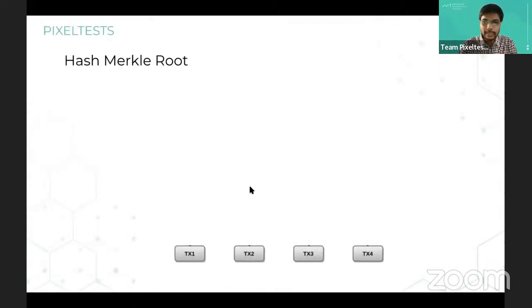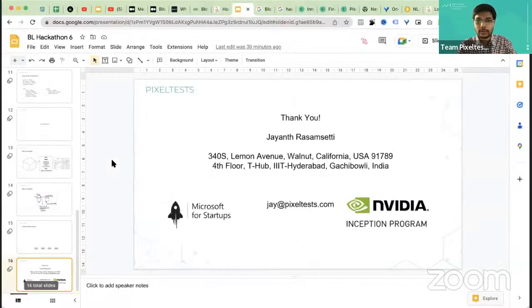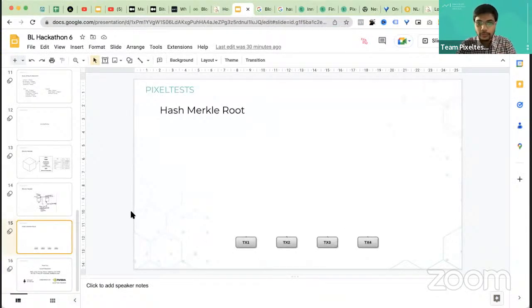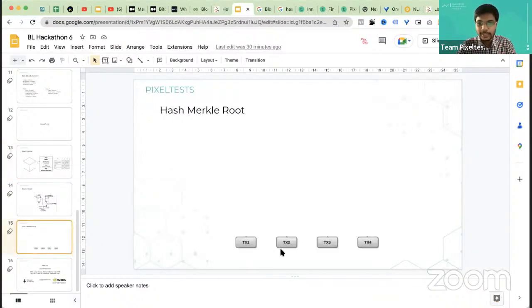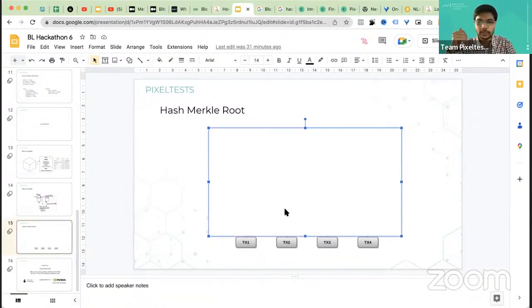For example, in this particular block, let's say there are these 4 transactions. We're talking about a series of transactions, right? So transaction 1, transaction 2, 3 and 4 are validated by a miner and uploaded onto the block. There'll be many, like we had 2700 in one particular block. Similarly, let's say for example we have 4 here.